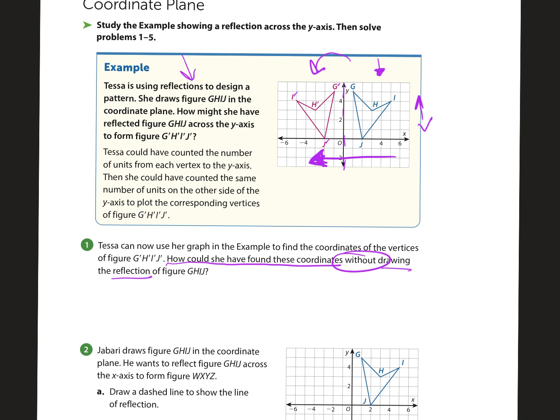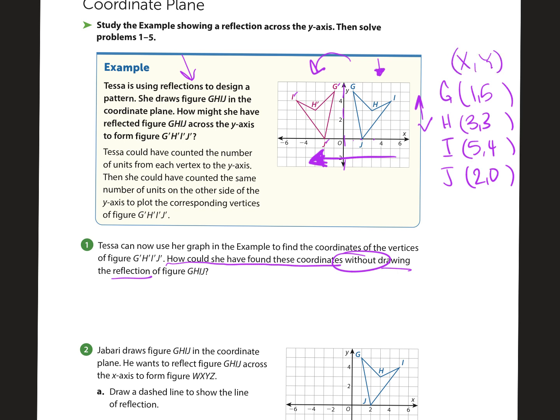Now, what we always like to do is list the ordered pairs. So G, H, I, J. They did not provide them, so we have to get really good at the coordinate plane. So G is at 1, 5. H is at 3, 3. I is at 5, 4. And J is at 2, 0. And remember, X comes first, Y comes second.